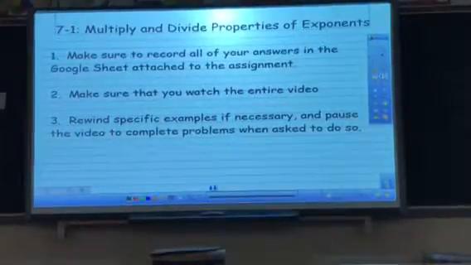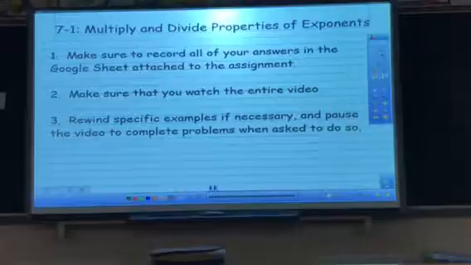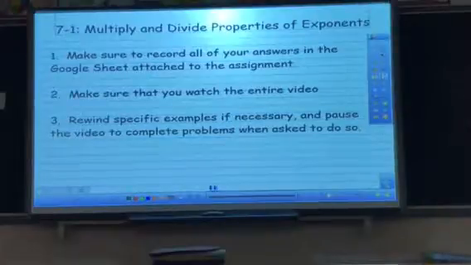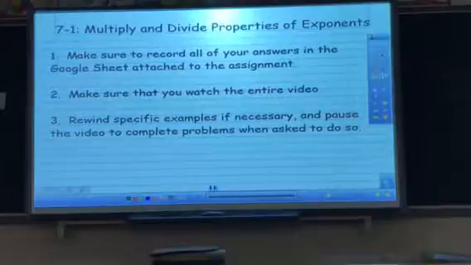Number one, make sure that as you're doing these problems that we're going to see on the video, you're recording all of your answers on the Google Sheet that's attached to the assignment. Remember, you actually have to open the assignment, and then there'll be a Google Sheet. It's already numbered 1 through 16. You're just going to have to put your answers beside it.